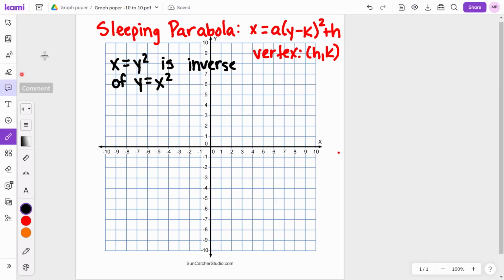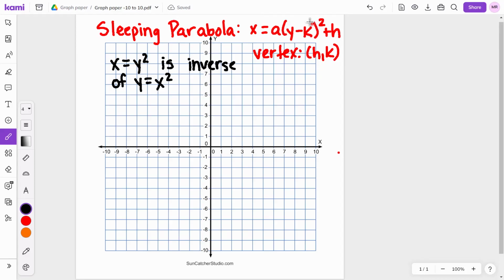So this video is on a sleeping parabola, which is a sideways parabola. The general equation is x equals a times the quantity y minus k squared plus h. Now you do have to be careful. Our locator points, our vertex, our starting point, they're always h comma k, where h is our x and k is our y.